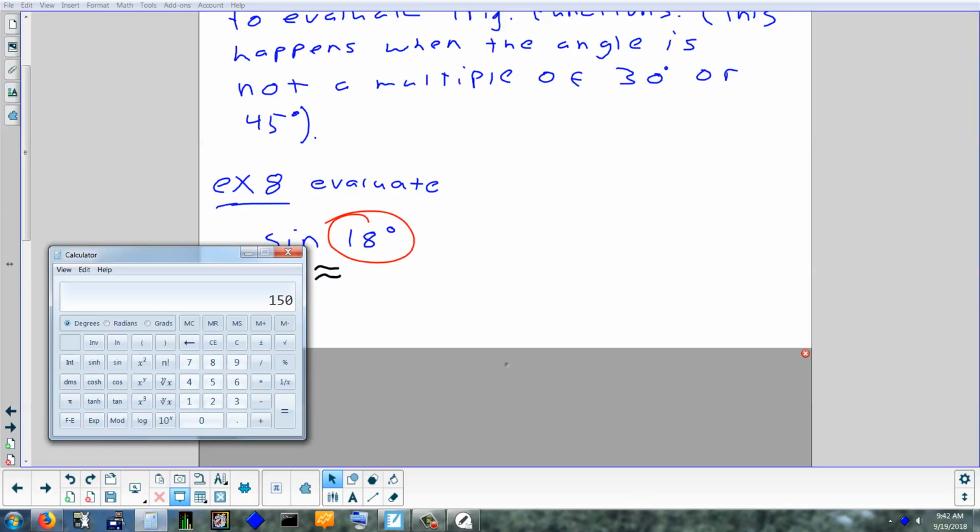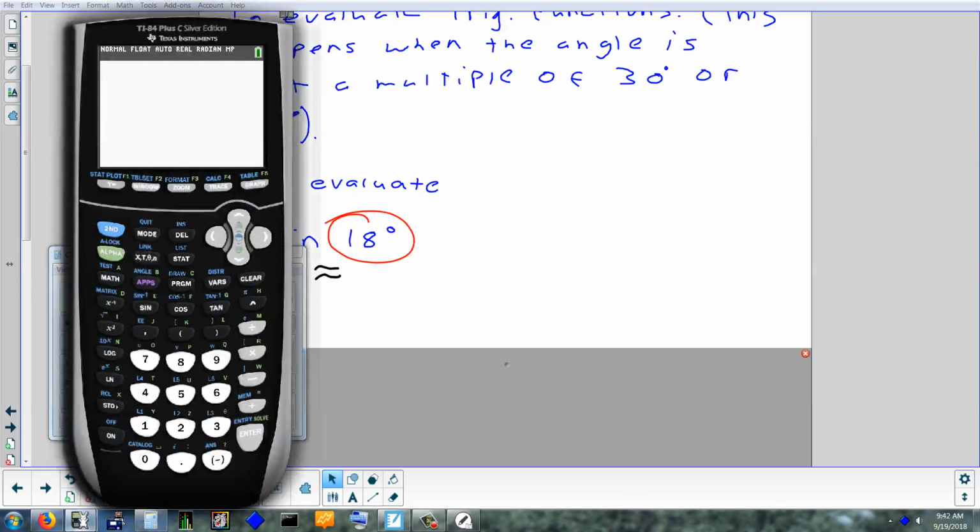All right, so I'm in degrees. I'm going to do it on this calculator because it's more similar to how you have to type it in. So let me switch to degrees. And you type sine 18, close the parenthesis, and then hit enter. Okay, and if you've got 0.309, then you did it right. Anybody that didn't get 0.309?